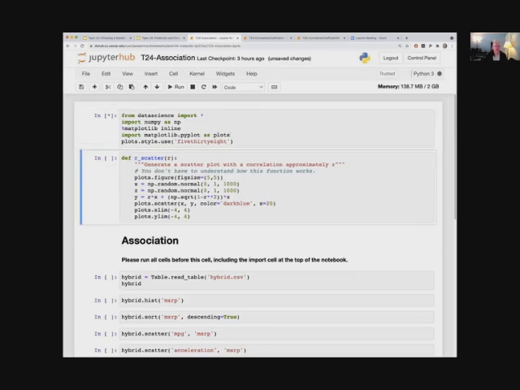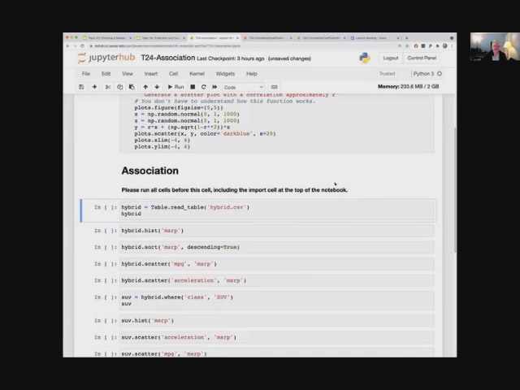All right, so one thing we're going to do, I'm just going to write this. We don't actually need to know how it works. What this is going to do is help us understand association. I'm basically making some plots of different correlations, so we don't have to worry about how that works.